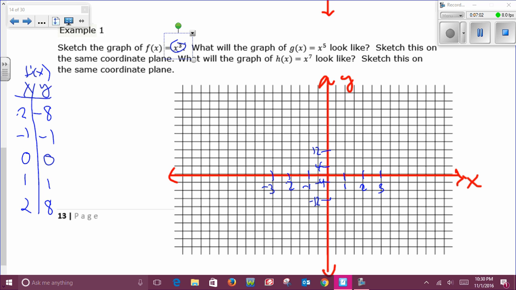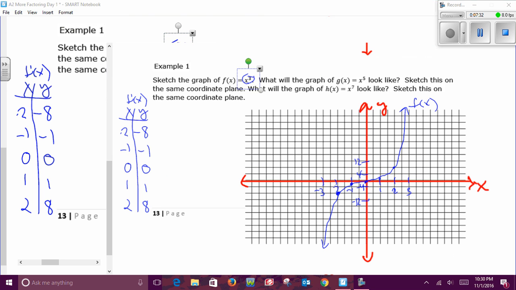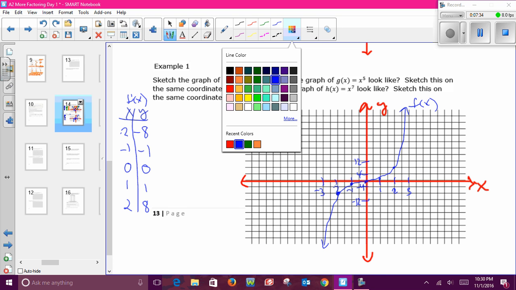So at negative 2, I have negative 8. At this one, I have negative 1, negative 1. Then I have 0, 0. Then I have 1, 1, and 2, positive 8. So what's happening is this. So this is f of x. Go in, change it to green.